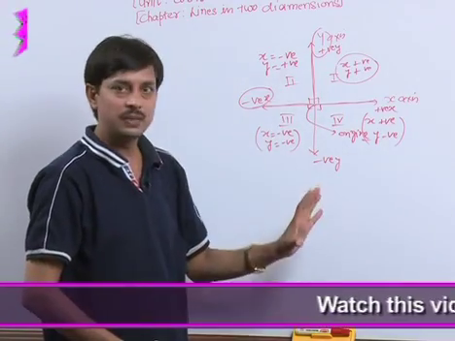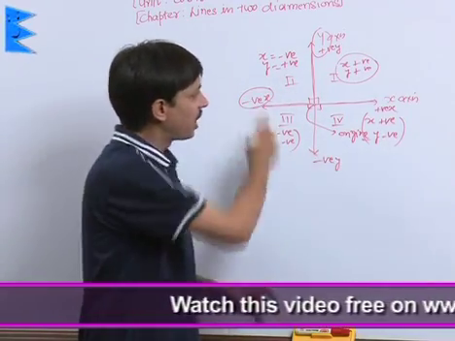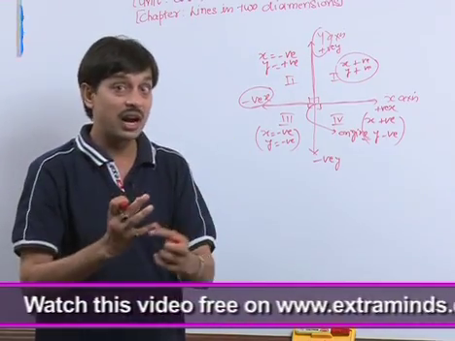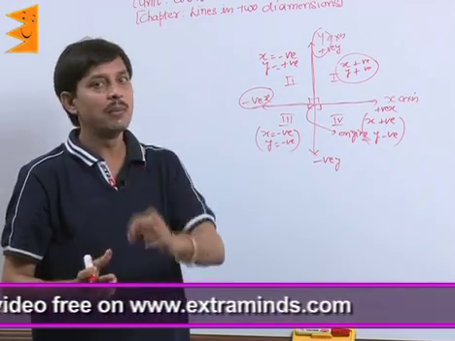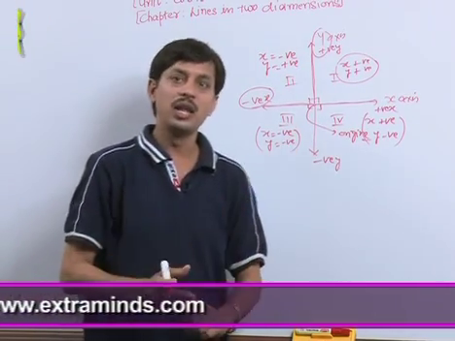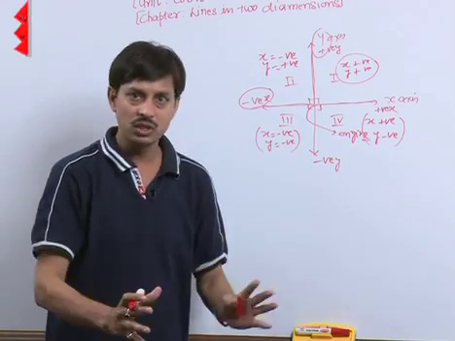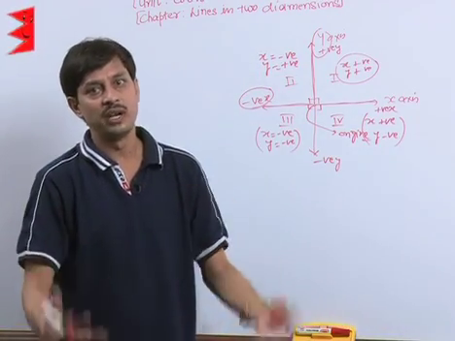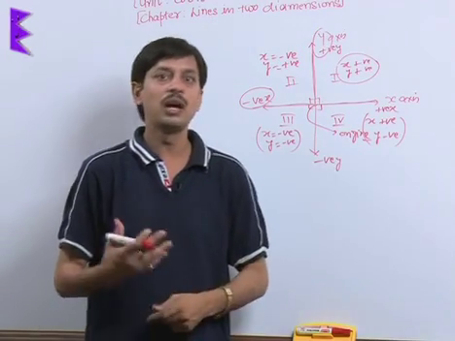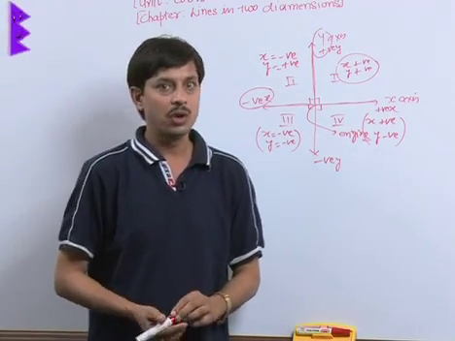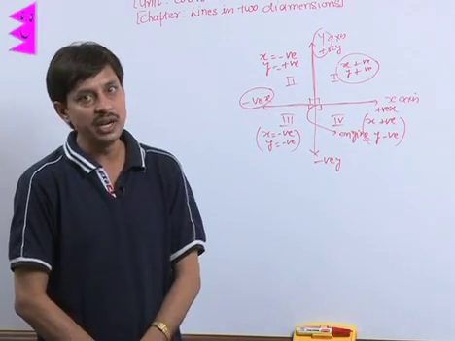Now in this quadrant system there are two values: x, whose name is abscissa, and y, whose name is ordinate, and we will use this concept to explain how to find the distance formula, section formula, and other important contents of this chapter, coordinate geometry.